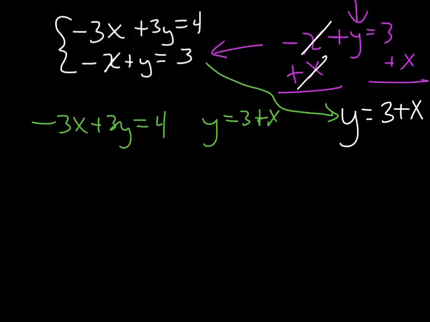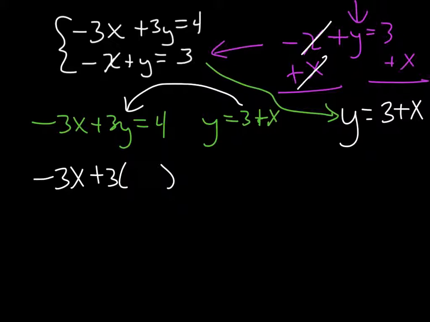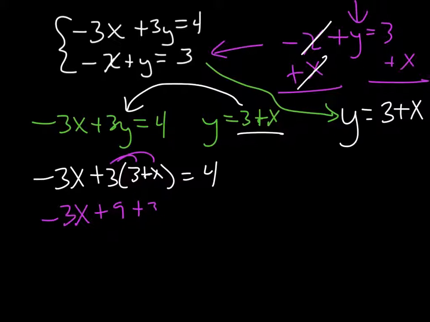Okay, now I'm going to substitute in for y. And I end up getting negative 3x plus 3 times, put in your 3 plus x, and bring down your equals 4. Distribute, you get negative 3x. 3 times 3 is 9. 3 times x is 3x equals 4.